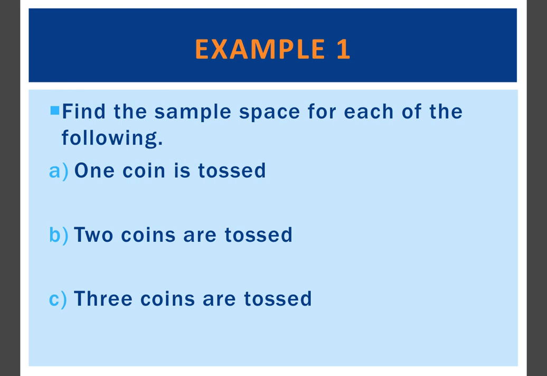All right, so example 1 says, find the sample space for each of the following. Think outcomes. So if I toss the coin once, what are the possible outcomes? Heads or tails? That is your sample space. What if I flip 2 coins? What are the possibles? What's one outcome that's possible? Heads and heads, then tails and tails, then heads and tails, then tails and heads. Those are all your possible outcomes. And listing all your possible outcomes is your sample space.